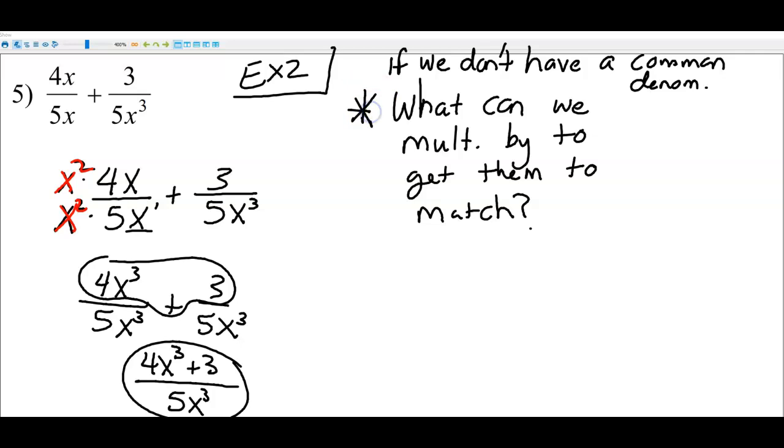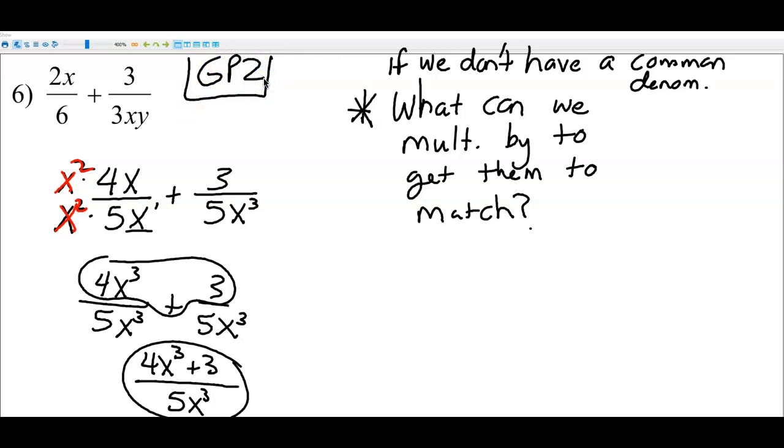All right, so I'll say it again. If we don't have a common denominator, the question we ask ourselves is, what can we multiply by to get those things to match? Whatever you do to the bottom, you have to do to the top. After you've got a match, then it's just like what we did before. So let's go ahead and move on to another problem here. We're going to call this a guided practice.